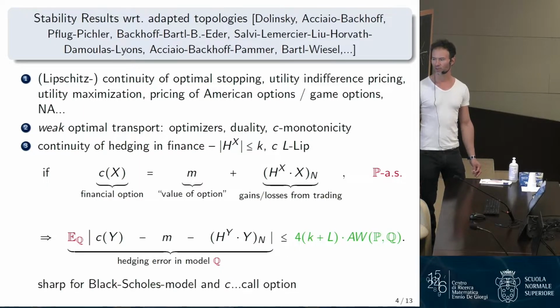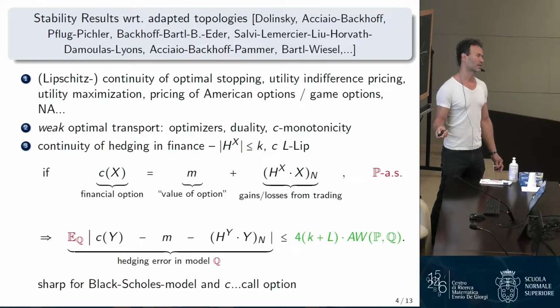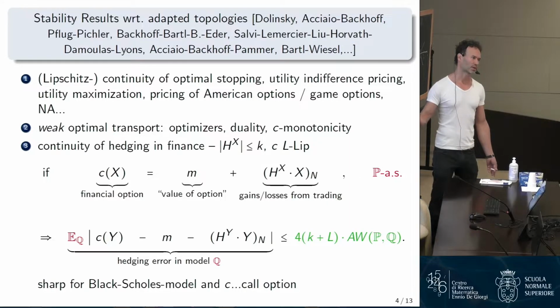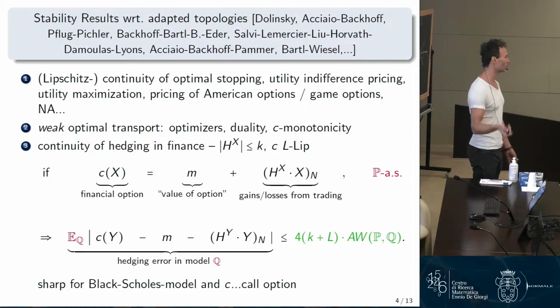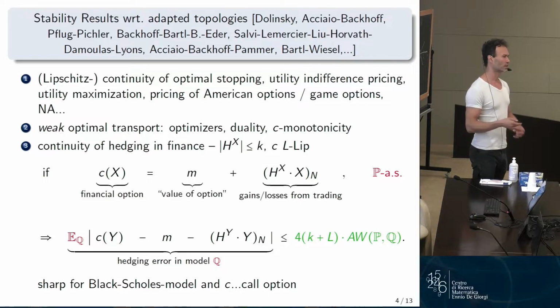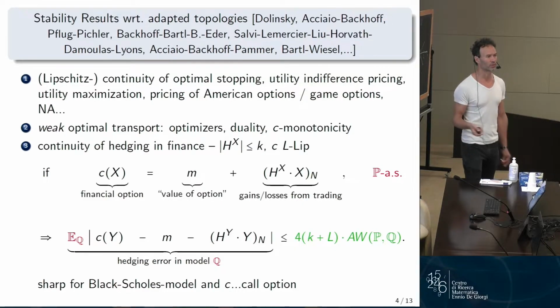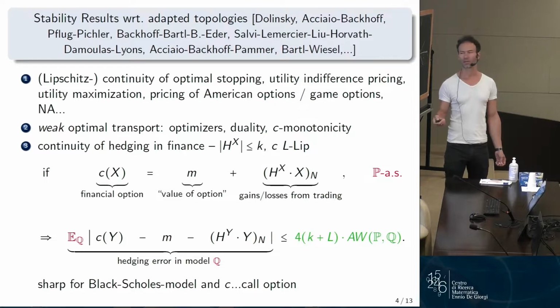And the reason I put this is that such inequalities are actually sharp if you look at the most basic setting. So in my opinion, what this underlines is that if you want to look at such stability questions, adapted Wasserstein distance is not only solving a topological problem, but it's also at the right order of magnitude. So it's capturing things at the right order.